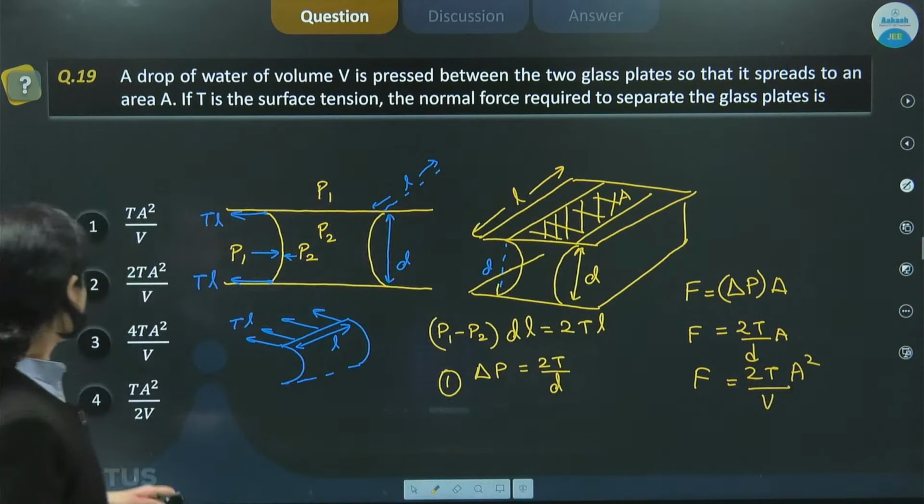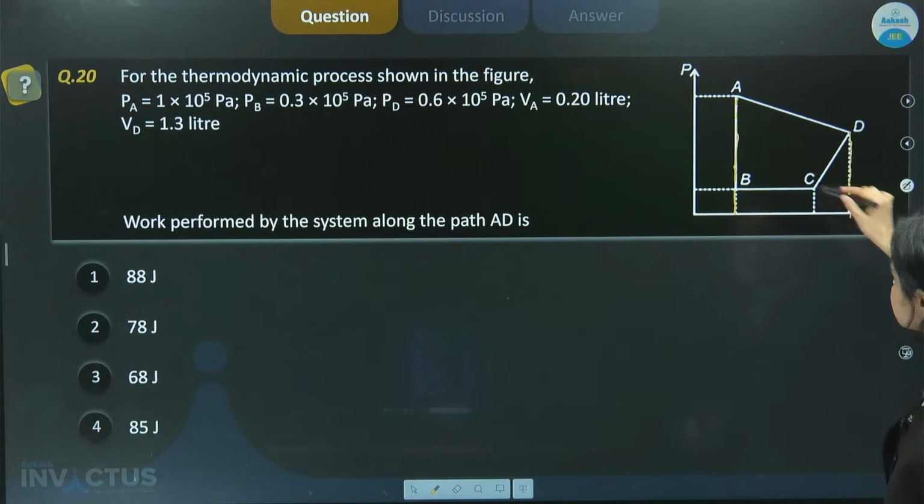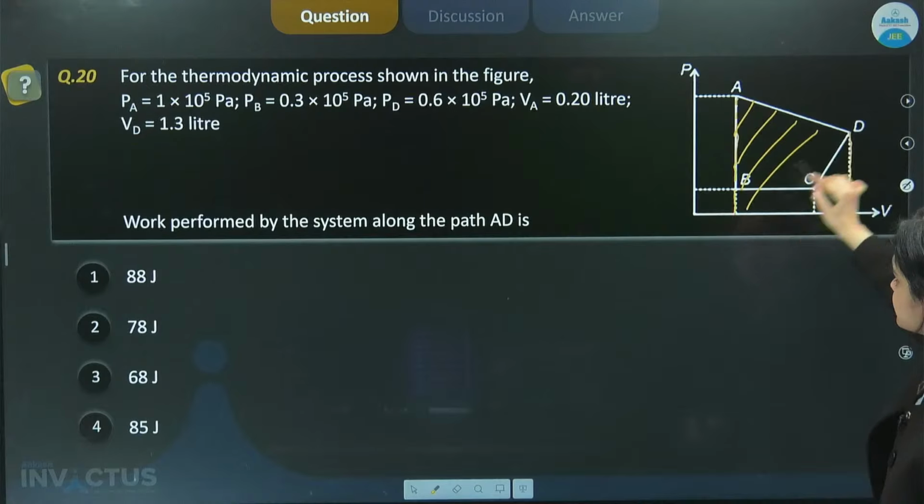Now the next one, thermodynamic process दिया हुआ है हमें. We have to find out the work performed in A to B. तो यहाँ तो easy हो गया. We just have to find out the area covered by this graph, ये वाला. हमें ये पूरा area निकालना पड़ेगा.